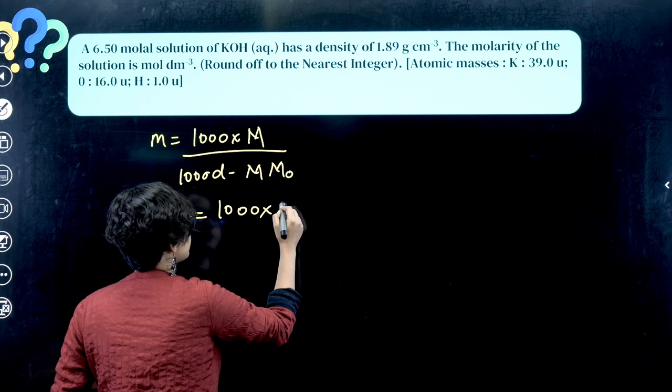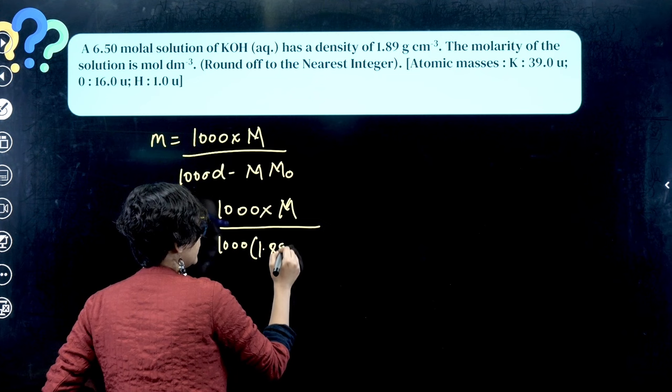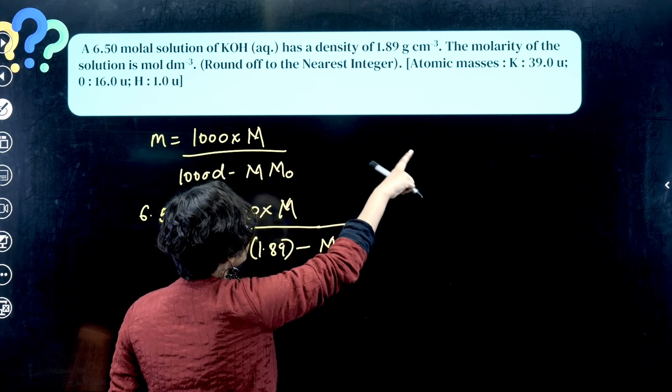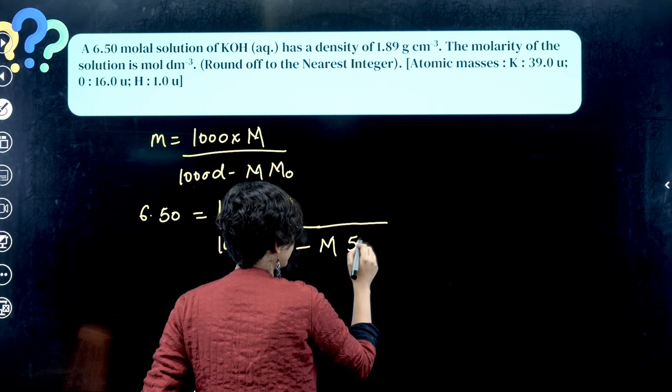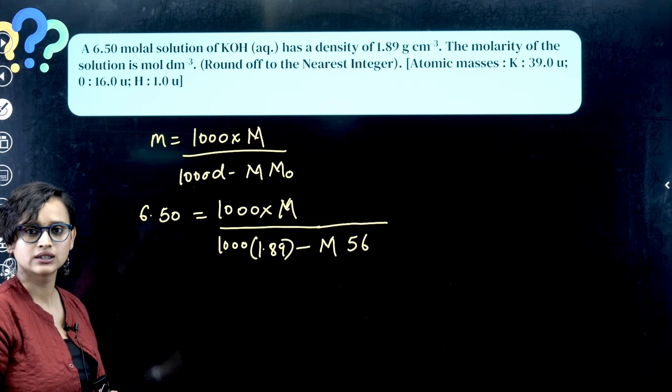So let's write it like this. Then 1000 D. D is given to you, 1.89, so 1000 into 1.89. Then minus M, and what is M naught? M naught will be 56 for KOH, right? So 39, 16, do it. That will be 56. So 56 M, or M into 56 could also be written. Now what are we doing? Now just calculate this. You just have to cross multiply and then calculate.